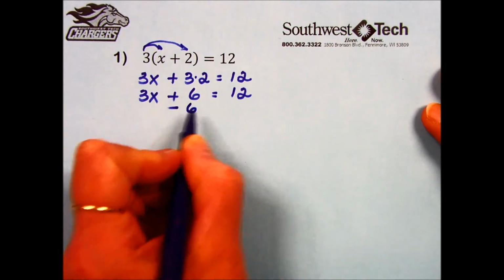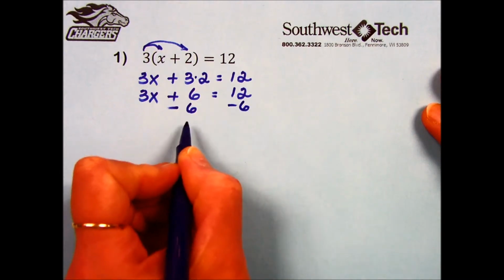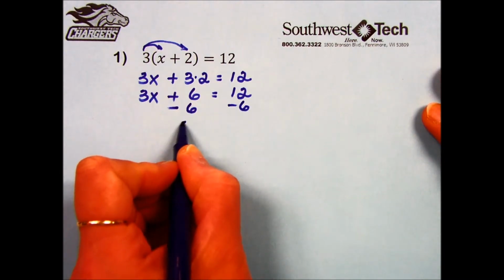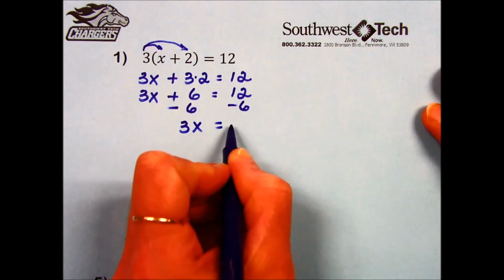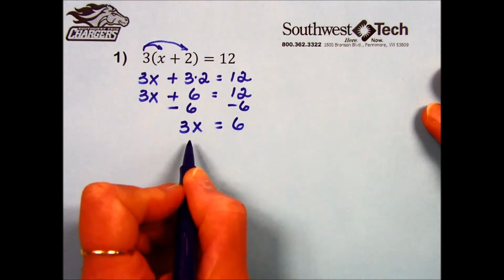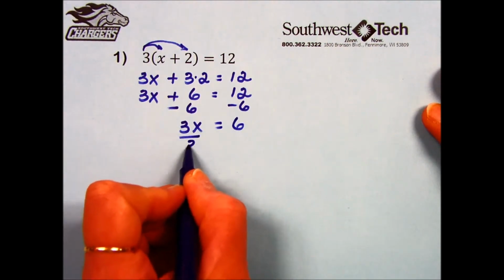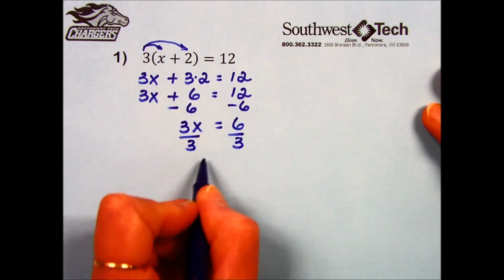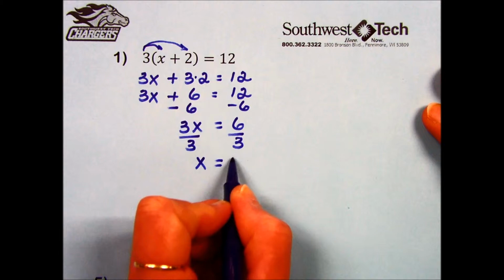We'll accomplish that by subtracting 6 from both sides to undo the addition. The 6's cancel out, leaving a 3x. 12 minus 6 is 6. And the last, to undo the multiplication, we'll divide both sides by 3, leaving a 1x, or simply x, and 6 divided by 3 is 2.